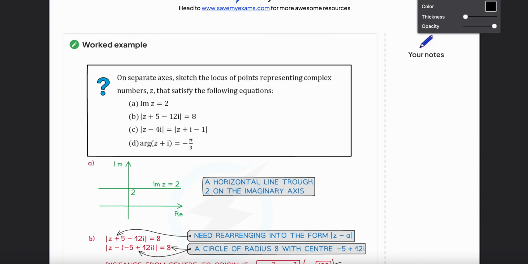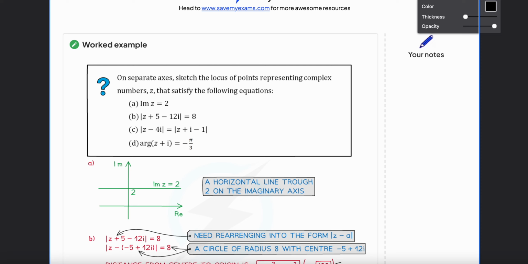a complex number. So now we have some worked examples that we need to do. On separate axes, sketch the locus of the points representing the complex number z that satisfy the following equations. Imaginary of z equal to 2. We said imaginary of z equal to a number is a horizontal line at y is equals to 2. So we have this horizontal line through the point y is equals to 2. And so the first part is done.